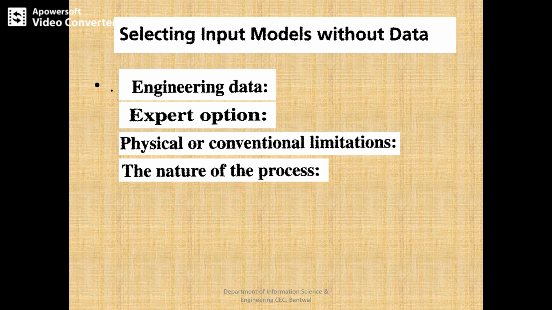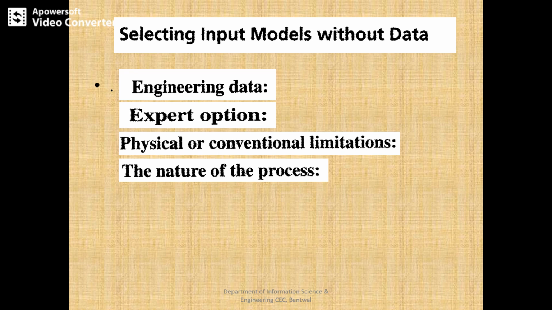Next, one more way: physical or conventional limitations. Most real processes have a physical limit on performance. For example, computer data entry cannot be faster than a person can type. Definitely, this is the physical limitation. Conventional limitations should also be considered. Because of company policies, there could be an upper limit on how long the process may take. Do not ignore obvious limits or bounds, so that the range of the input process is narrowed. This is also one way we need to consider.